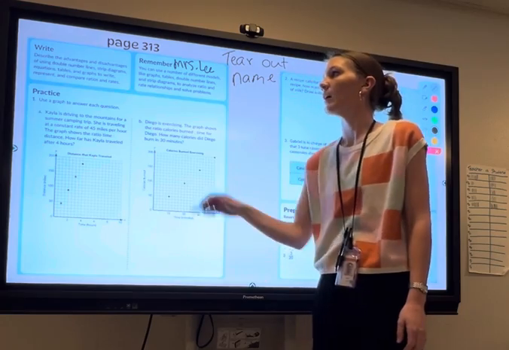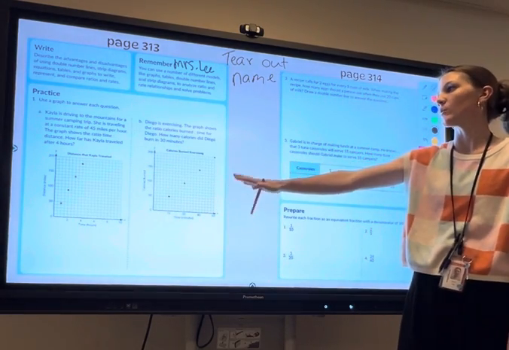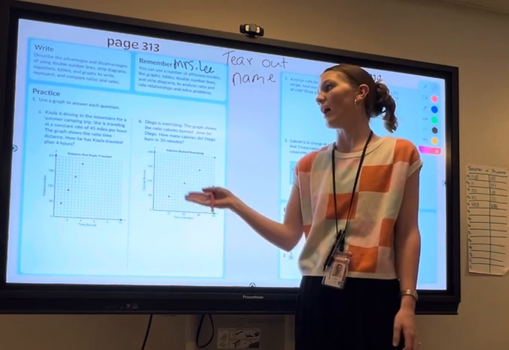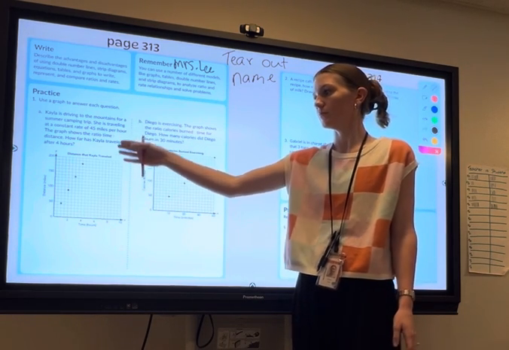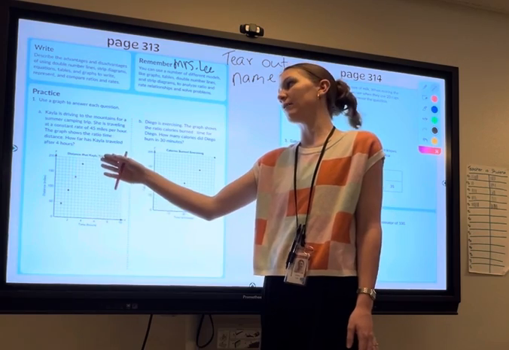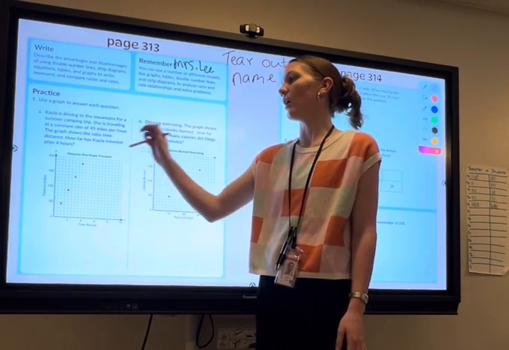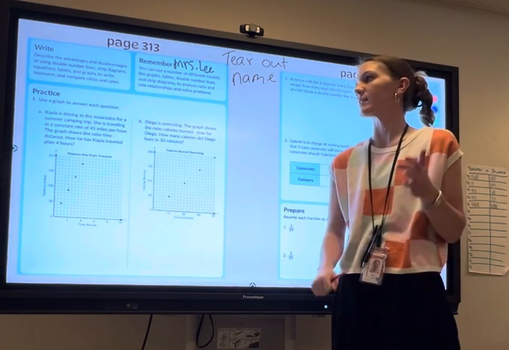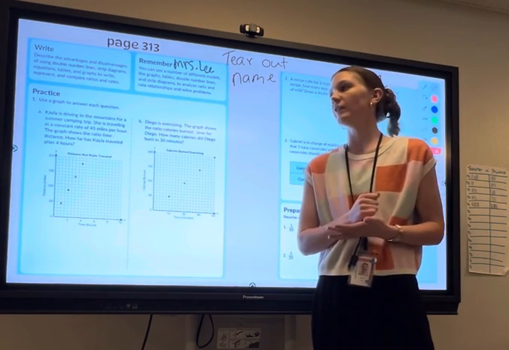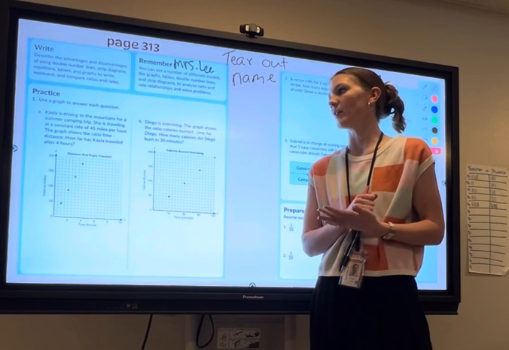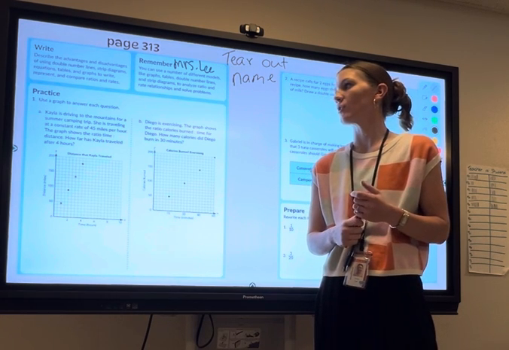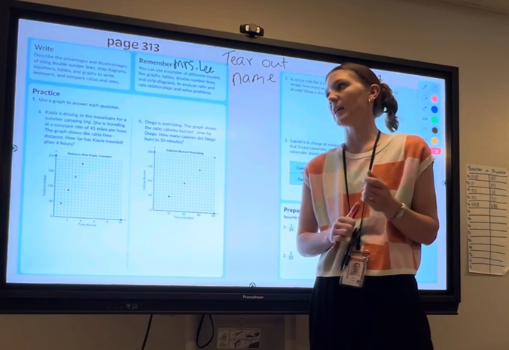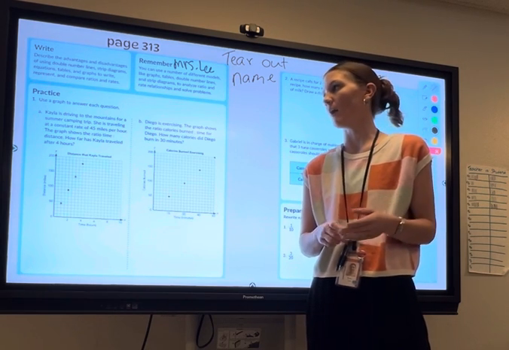Write your name. On numbers 1 and 2, or A and B, it gives you a graph and it gives you a scenario. It's going to show you your graph and it's going to ask you a question about it. So A says, Kayla is driving to the mountains for a summer camping trip. She's traveling at a constant rate of 45 miles per hour. The graph shows the ratio, time, and distance. How far is Kayla traveling after 4 hours?